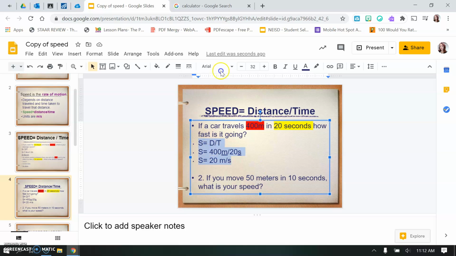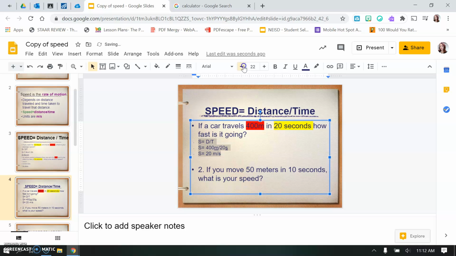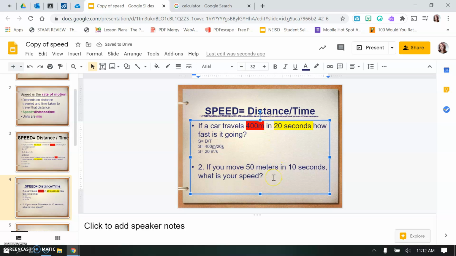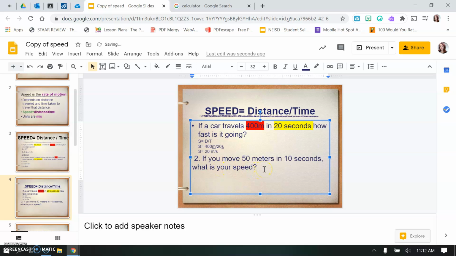So let's try another one. It says, if you move 50 meters in 10 seconds, what is your speed? So to calculate speed, we need to use a formula. The formula for speed, S equals D divided by T. Speed equals distance divided by time. And so you need to find the distance and the time in this problem.